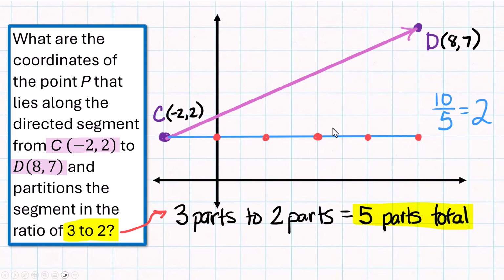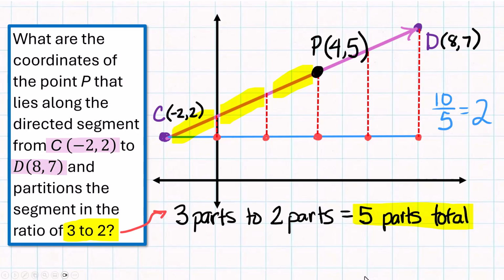Once I have those points, I just go up to the line. This is why you can do it on graph paper like this. Then I have points here, and I figure out which one's going to separate me 3 to 2. But there's 5 of them. 1, 2, 3, 4, 5. And so the point I'm looking for is this one. That's my point P. And the coordinates for that are 4, 5.